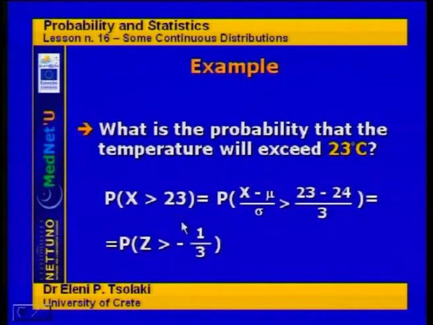Now for this case, again, as we said, we always start by transforming a random variable to a random variable which will follow a standard normal distribution, and so we take out the mean and divide by the standard deviation. The same way this side. So this is the random variable z. We are looking for the probability of z greater than minus a third.